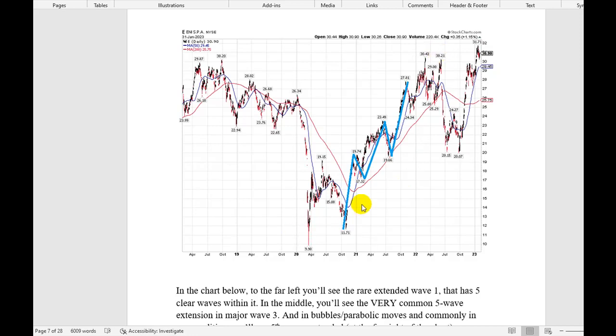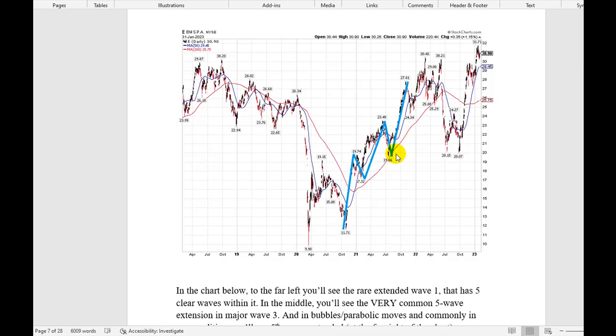Which is the 1 through 5. So the extended wave is where you see 5 clear waves within the main wave. So here's wave 3, and I've shown in blue the extended wave 1, 2, 3, 4, 5. So there's 5 extended waves within this wave 3. Then there's a 4, 5 after that.